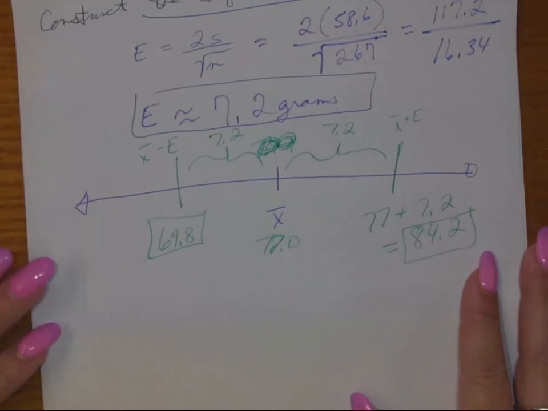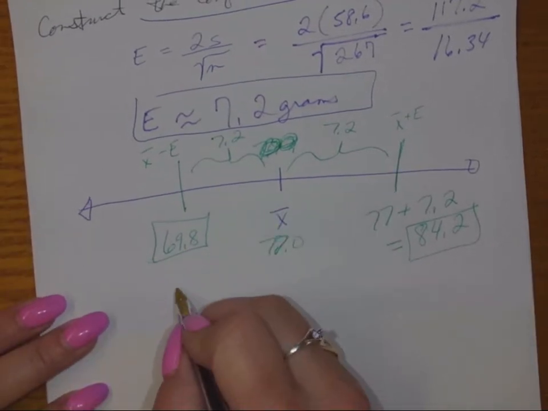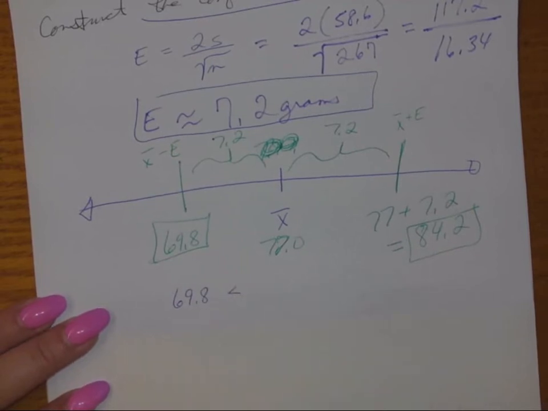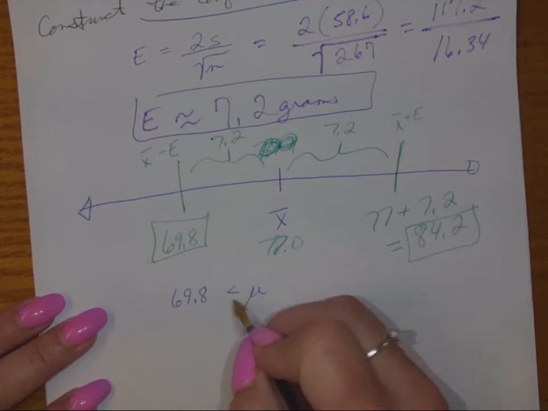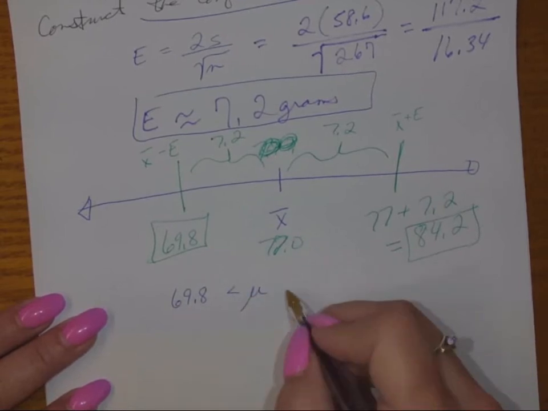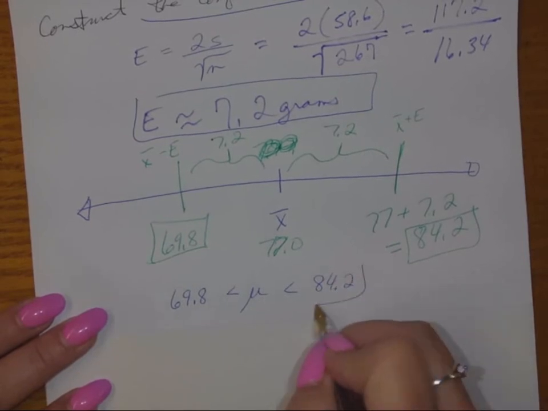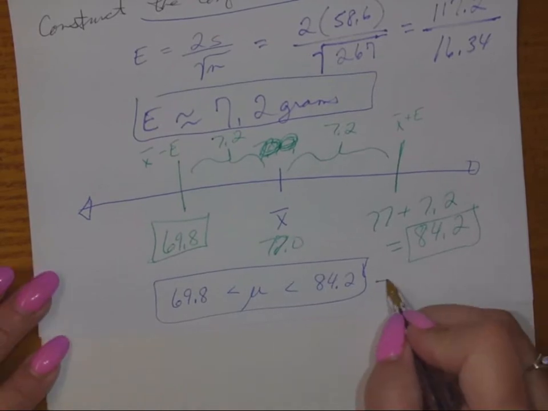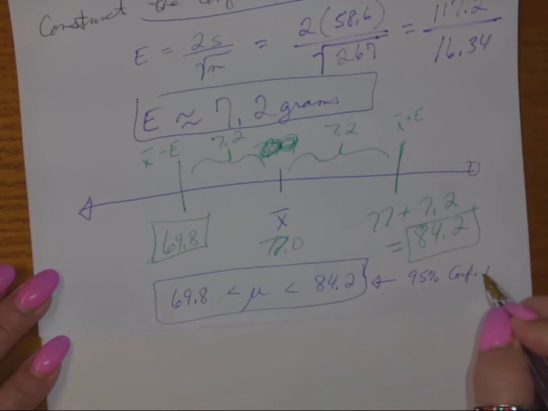So what we're saying is that this population of men, if the sample is representative, on average eats somewhere between 69.8 grams and 84.2 grams. That's my confidence interval. This is a 95% confidence interval.